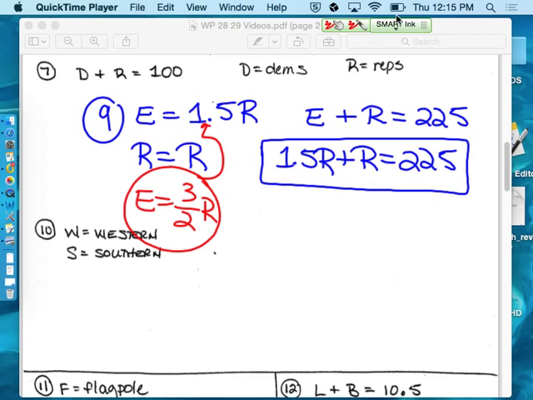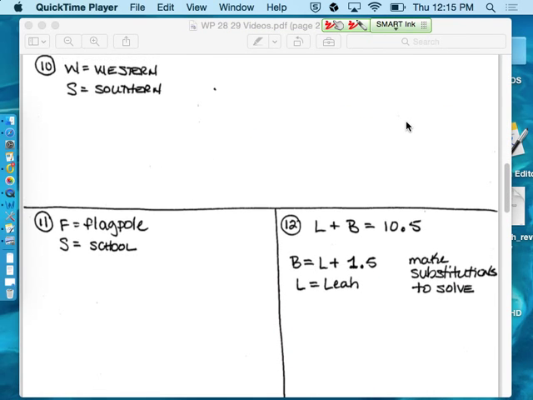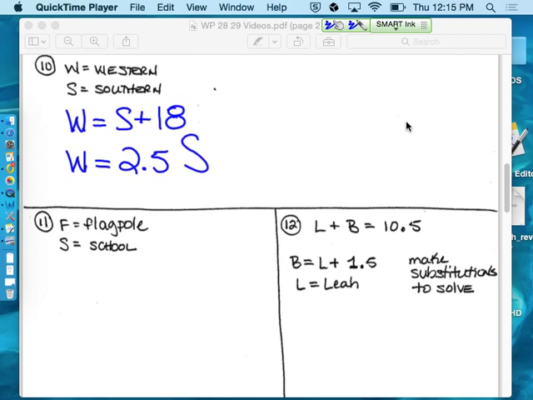Okay, let's look at number 10. And this is 2 universities. So in number 10, and actually this is pretty straightforward, they tell me that Western is 18 years older than Southern University. So that's one fact about Western. And then the next fact is also about Western, so it's pretty straightforward. Western is also 2.5 times as old as Southern.